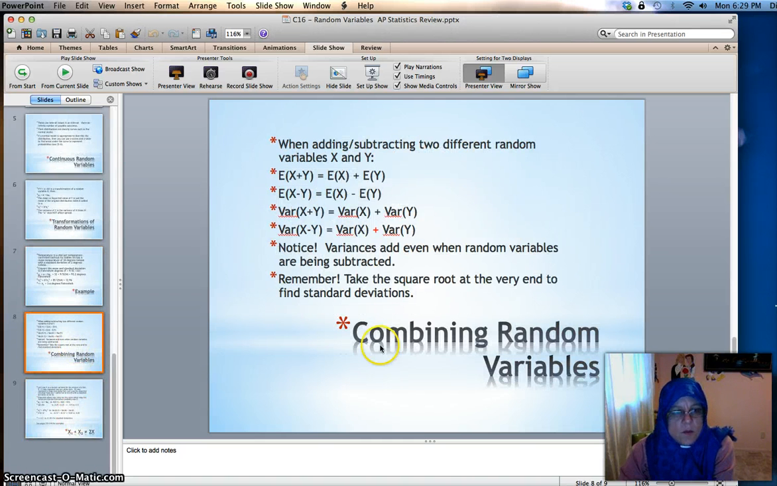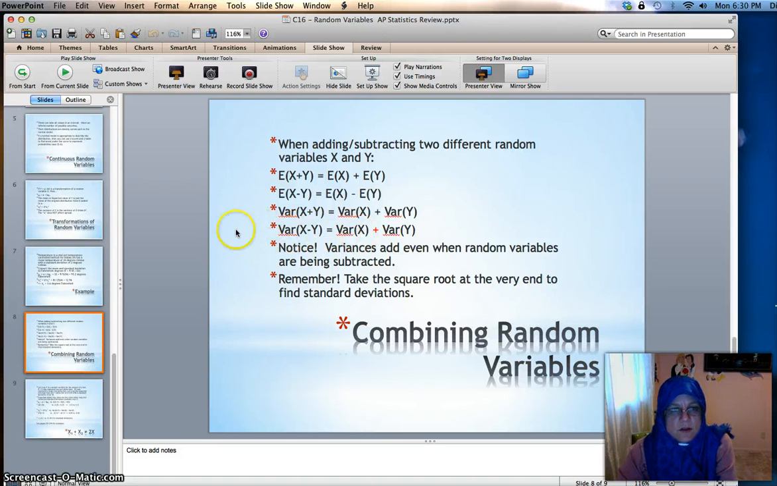What about combining different random variables? Say we have random variable x, which has to do with something in Celsius degrees, and random variable y, which has something to do with Fahrenheit degrees, or maybe completely different random variables, but for some reason we're combining them. When adding or subtracting two different random variables, x and y, the expected values will just add if we're adding the two random variables, and just subtract if we're subtracting them. Now the variances in both cases will add.